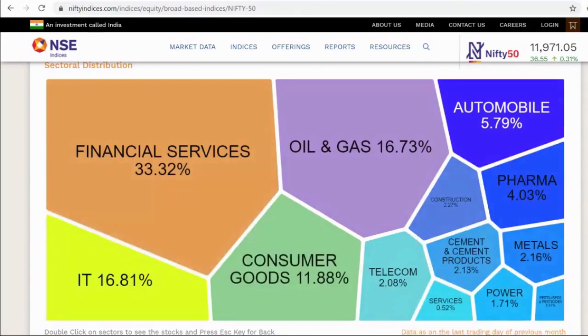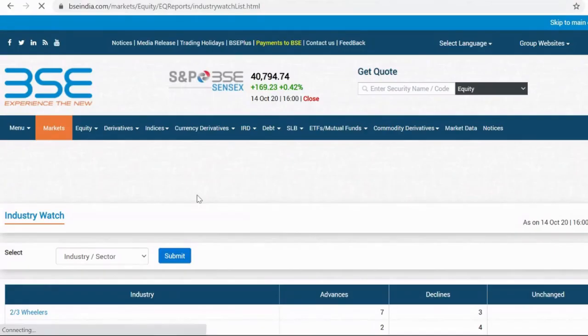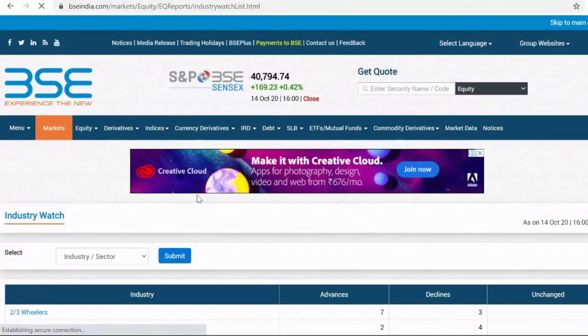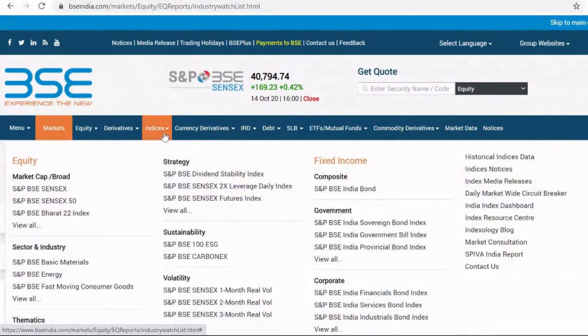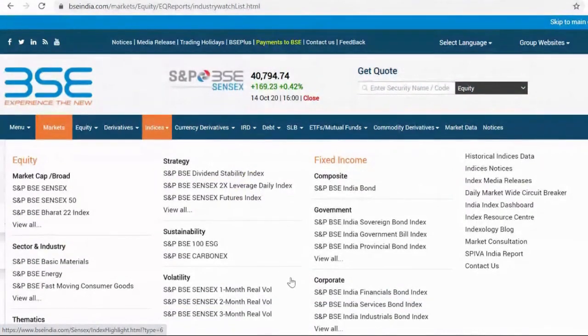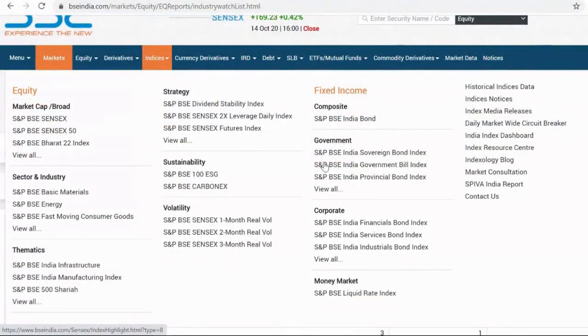Let's take a quick view at BSE also. For knowing indices and the constituents in BSE, you can go to bseindia.com, and under markets you have the indices option. There you can click and you can see all the indices here. You can also see the index constituents out here.